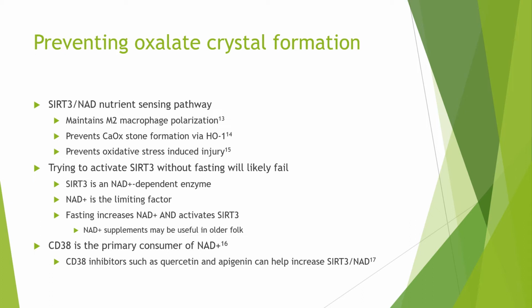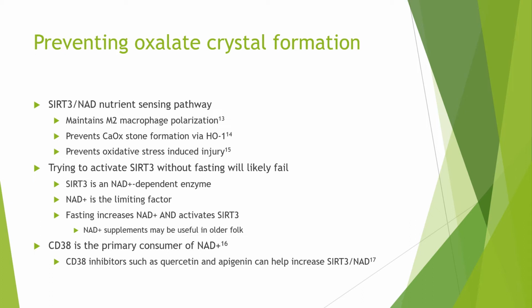This helps maintain macrophages in the anti-inflammatory M2 polarization. It prevents calcium oxalate stone formation via heme oxygenase 1, which is something I've covered a lot in my circadian rhythm program, as well as in some blogs on the site. Heme oxygenase 1 is critically important for circadian rhythms and for maintaining a healthy body, and it's a stress response pathway that we do have some level of control over. When we tweak this SIRT3 NAD pathway, this prevents oxidative stress-induced injury. It effectively makes us more resilient to oxidative stress and cellular stress.